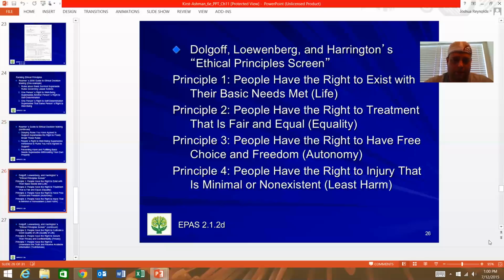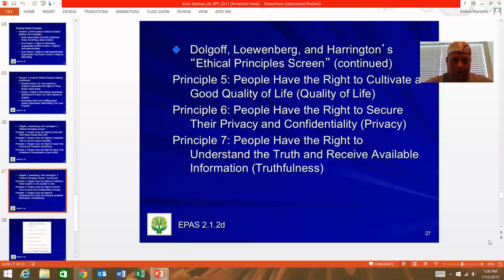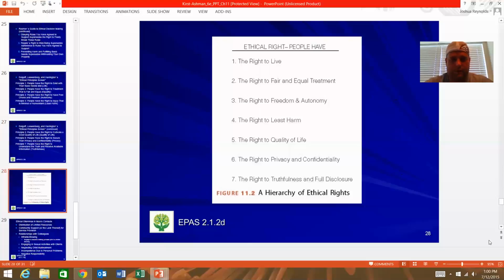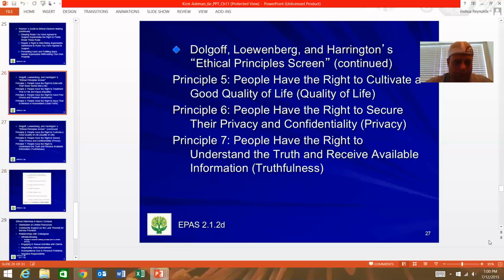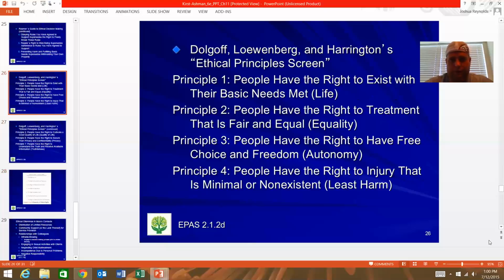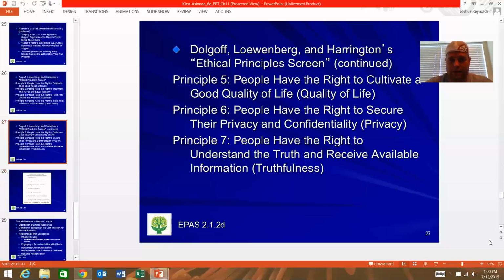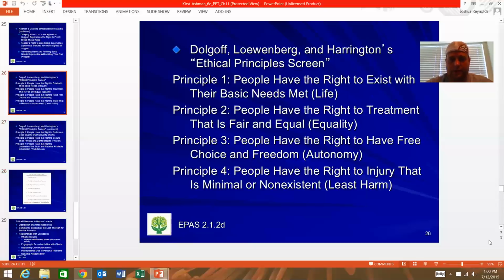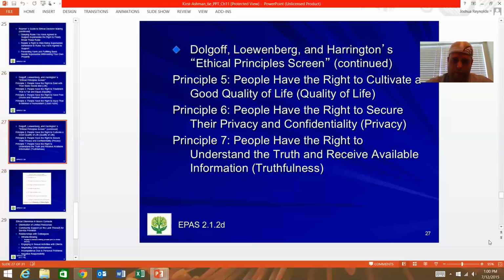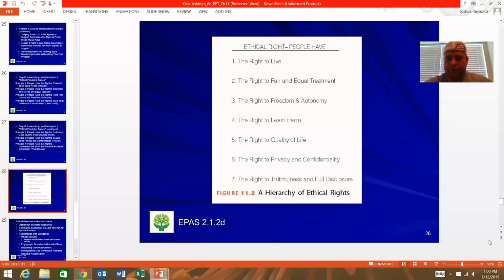And so I'm going to skip through this and then show you the chart, because this is good. This is Doloff, Lowenberg, and Harrington's seven rights. I'm sorry, this chart is the same thing as the following two superseding slides. So: life, equality, autonomy, least harm, quality of life, privacy, and truthfulness, or veracity, or transparency, or whatever you want to call it. Full disclosure too.